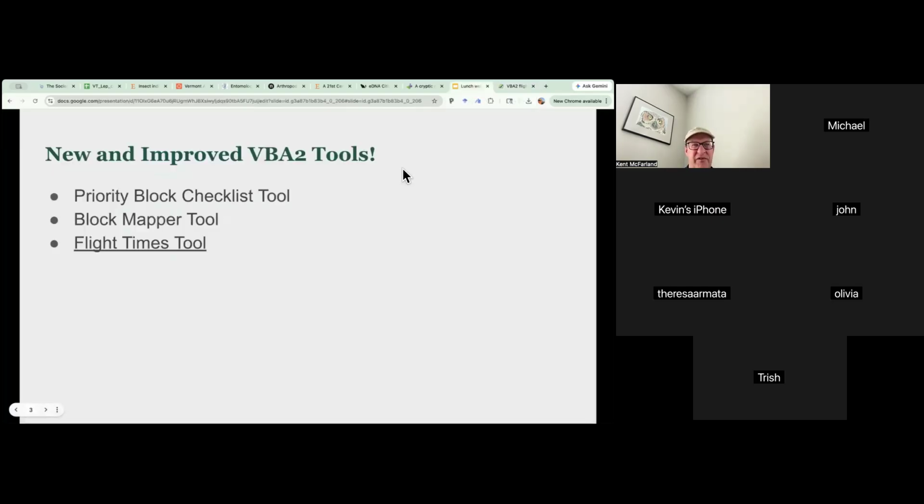They're really fun to get lost in rather than watching Netflix or something at night. You can go and look at butterfly tools and have fun with those. And again, I'll try to keep the data up for the block checklist tool updated at least bi-weekly, if not every week. So those are some new tools.